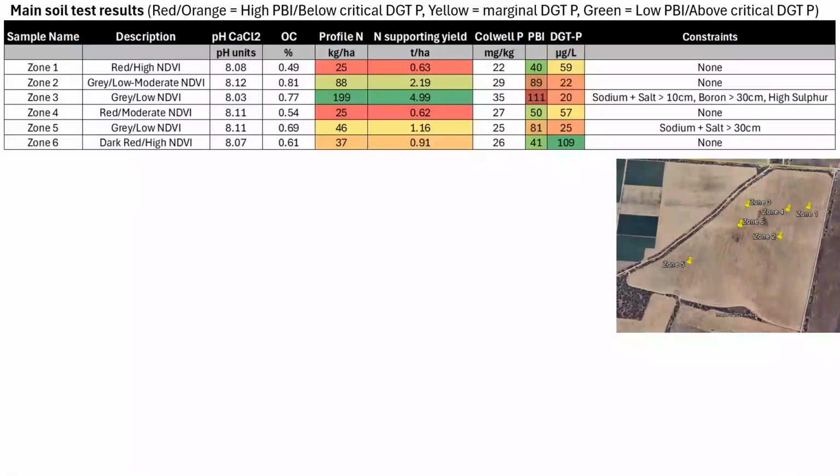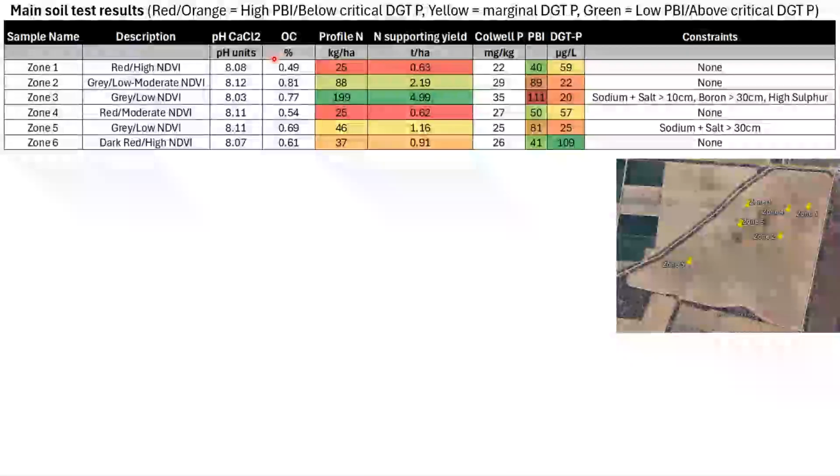So these are the results. I'll just walk you through it. So again, the 6 zones, I've missed out probably the southeast portion of that paddock, apologies, but just running through these soil tests, pH really doesn't give us much, it's all alkaline.